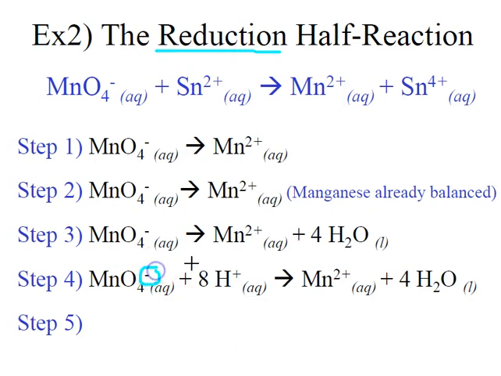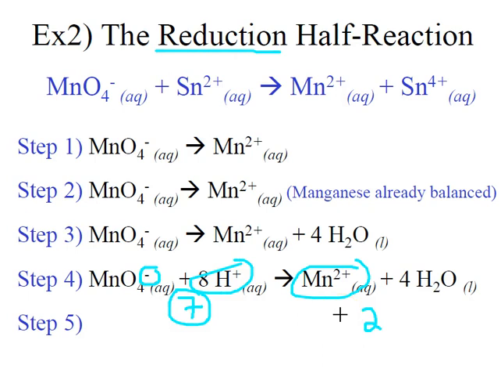We've got a -1 here and 8 positives. That makes 7 as our charge on this side. And on this side we have a +2. The point of the electrons is to make these charges equal. And electrons are negative, so we're going to add them to the larger side to bring it down equal to the smaller side. So how many electrons would it take to make this 7 a 2?